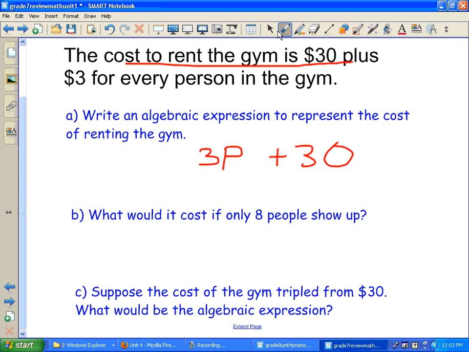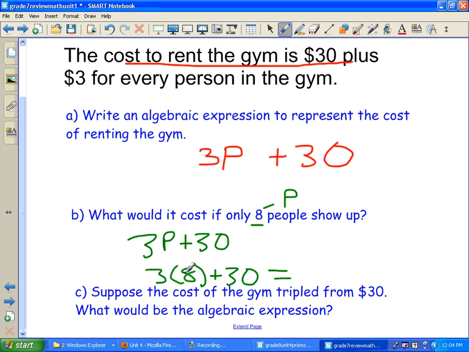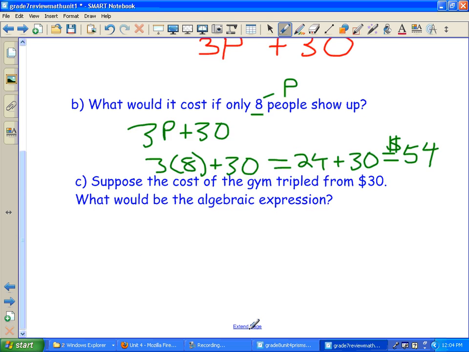So what would it cost if only 8 people show up? Well, let's do it. Let's put 8 in for P, because remember, P represents the number of people. So we've got 3P plus 30. Let's put in 3, and let's put the 8 in for P. 3 times 8 is 24. Plus we've got $30. So $30 plus 24 is $54 it will cost if only 8 people show up.